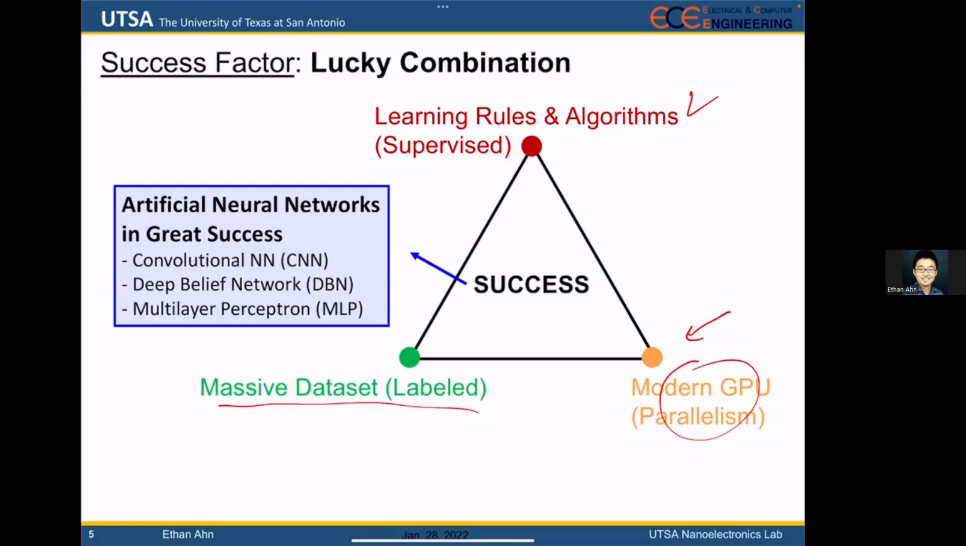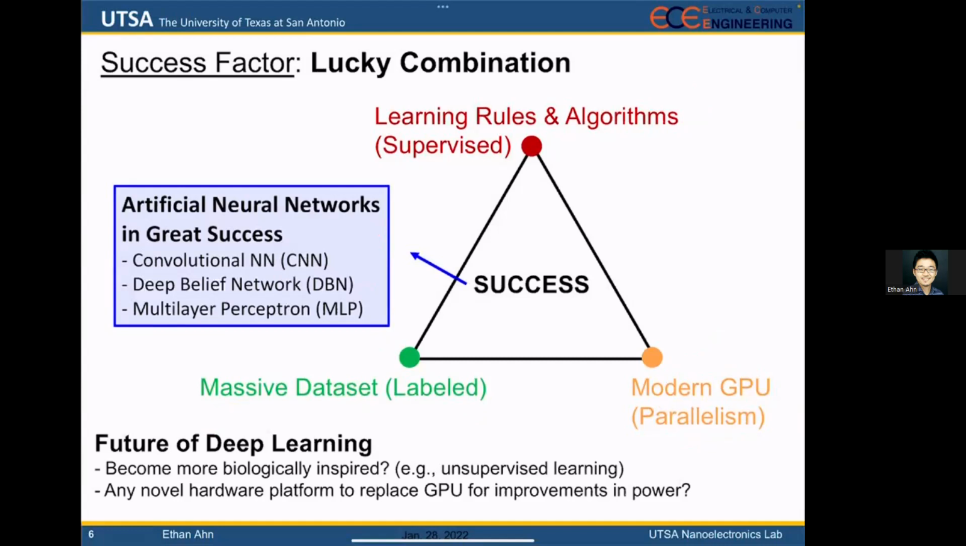So because we have all these three triangles, that's why we've been very successful in using and developing those artificial neural network models, including the CNN, which I think is the most popular one right now for image recognition, the convolutional neural network.